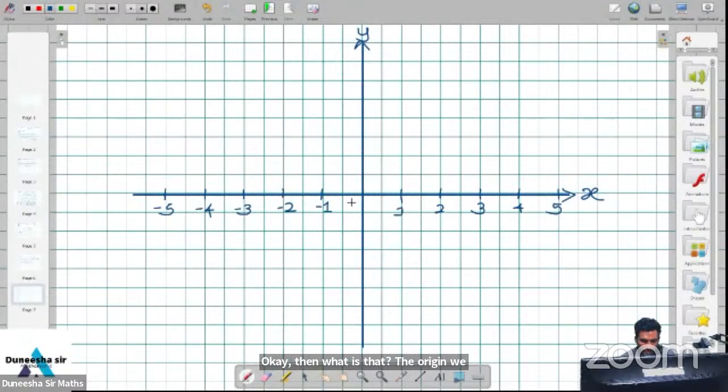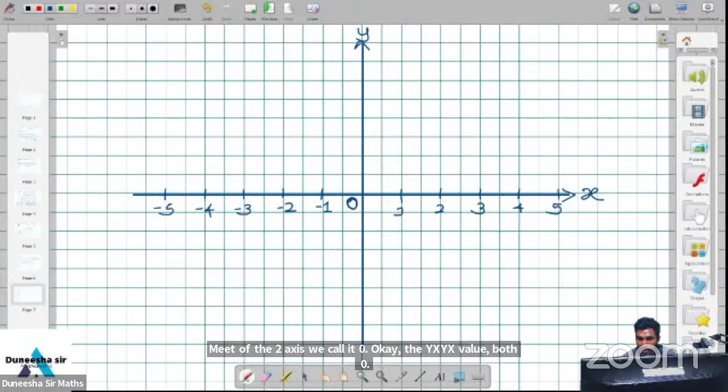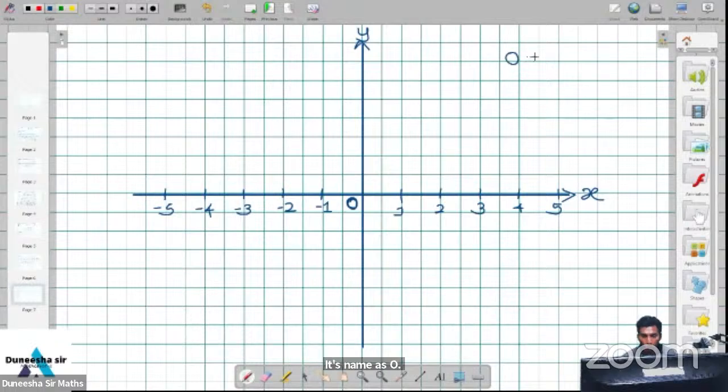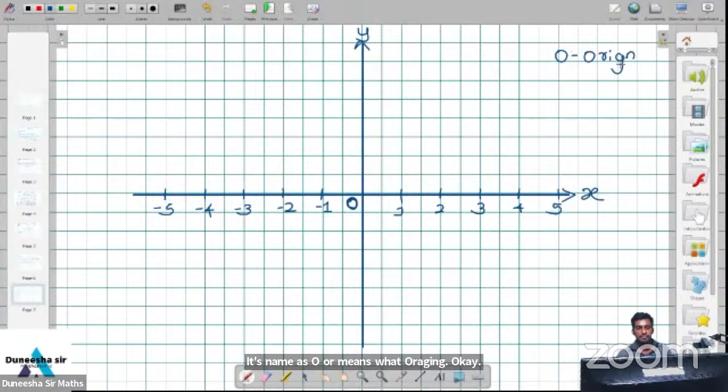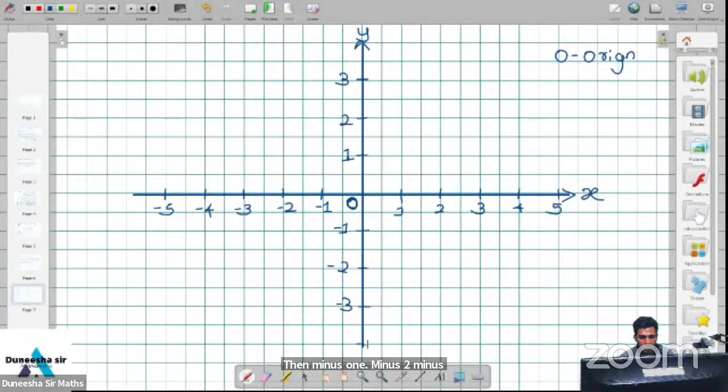Okay. Then what is the origin? We call the middle of the two axes, we call it 0. Okay. The y value and x value both 0. It's named as O. O means what? Origin. Okay. It's origin. අපි origin එක කියනවා. හරි? Origin. Then all the gaps should be equal. Then -1, -2, -3, -4, likewise. Okay. Can you do?